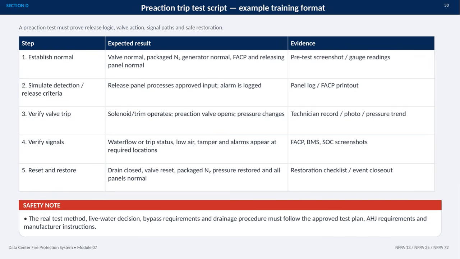After that, verify that water flow or trip status, low air, tamper, and alarm signals appear at the required locations, such as the fire alarm panel, building management system, and security operations center. Finally, reset and restore the system. Confirm the drain is closed, the valve is reset, nitrogen pressure is restored, and every panel returns to normal.